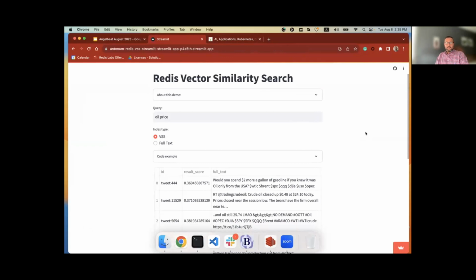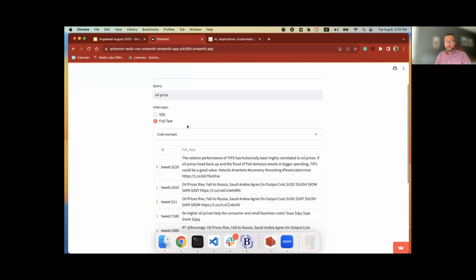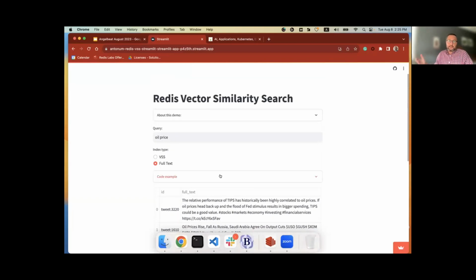Here we're dealing with a database that contains about 10,000 tweets related to the stock market, to the materials market. And if we do the search with vector similarity search, semantic search, we get a bunch of pretty relevant results. So is traditional full text search. Again, a bunch of relevant results. At this level, you don't really see the difference.